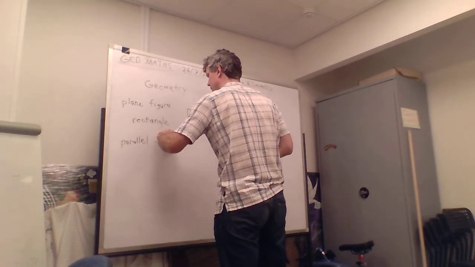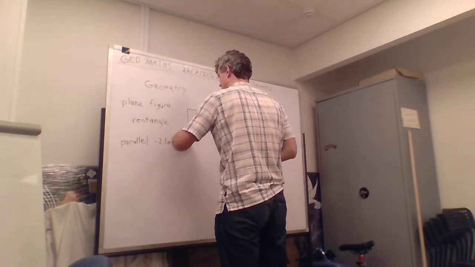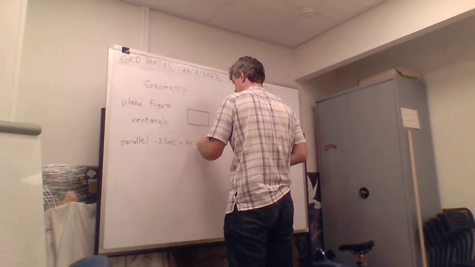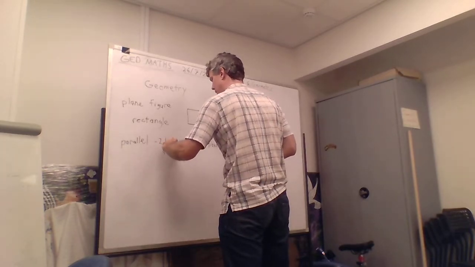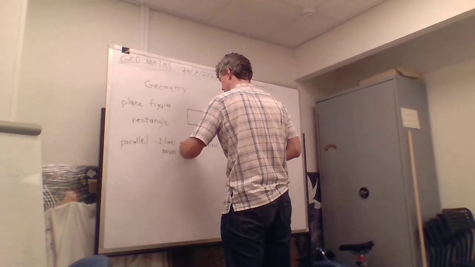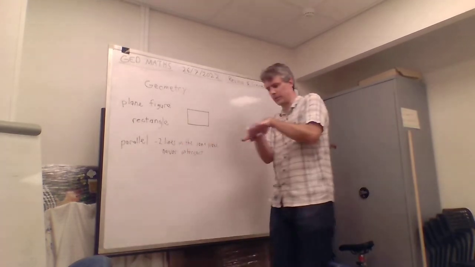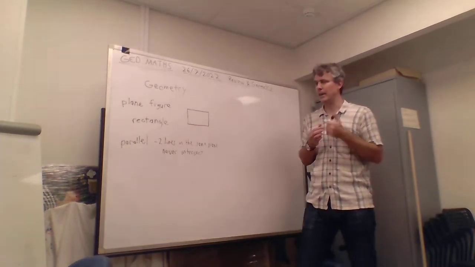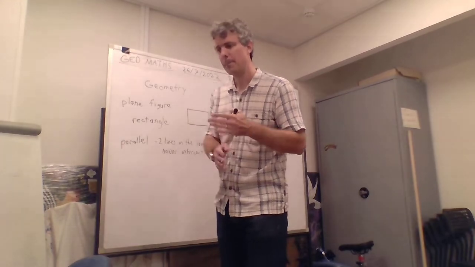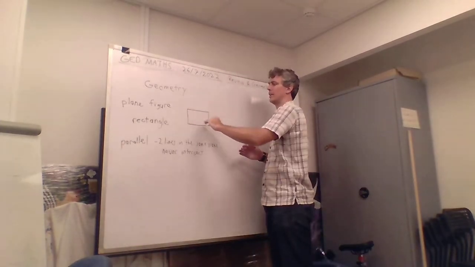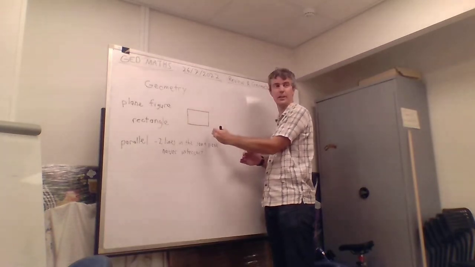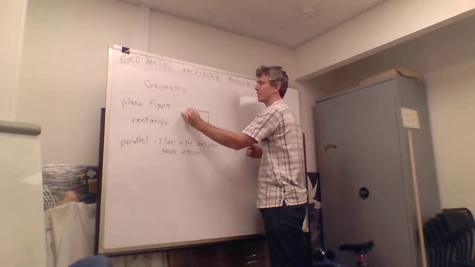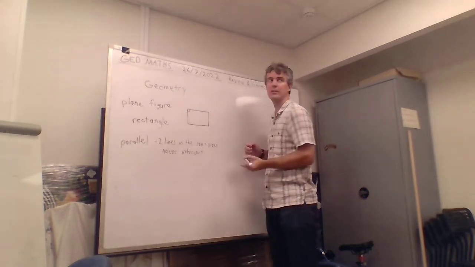Two lines in the same plane never intersect. Right? They never come together. So that's what parallel means. And a rectangle is basically a shape made up of two parallel lines here and two parallel lines here. And they meet at an exact corner, and we call it a 90-degree angle.